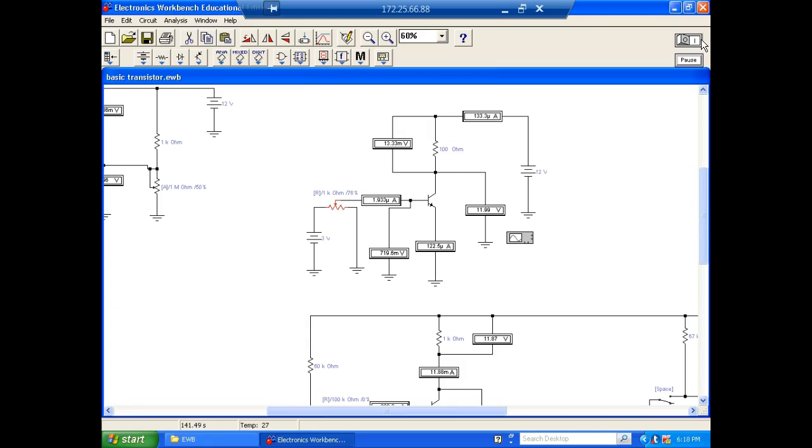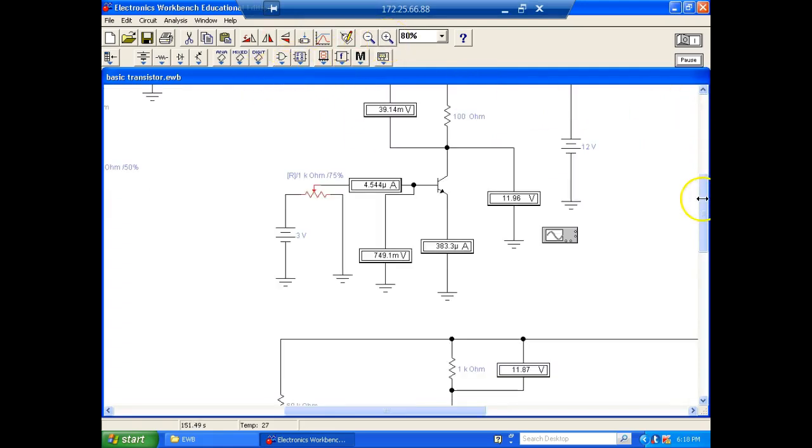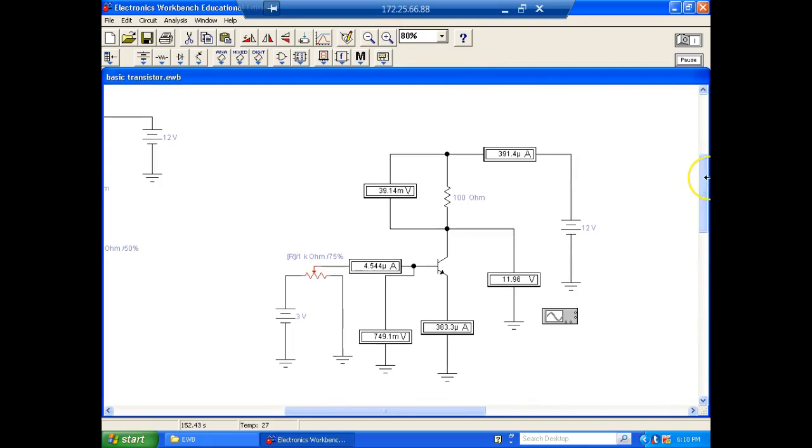Okay, I'm going to come over here and increase a little more. I can zoom in on this. I'm sorry, I can see it real well. Now that's about the best I can do and still keep everything on the screen, guys. So here we're getting 12 microamps in, 1 milliamp out.